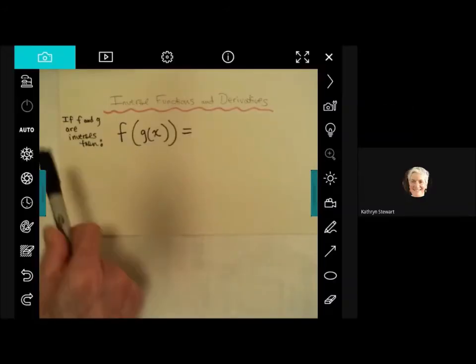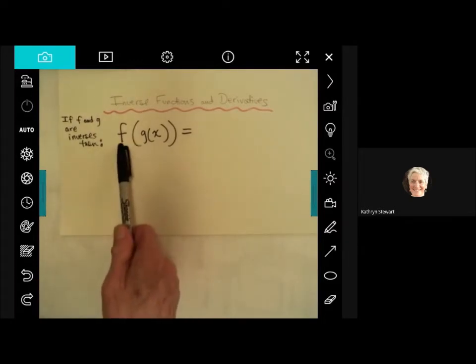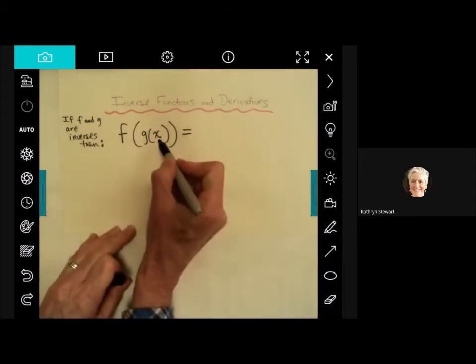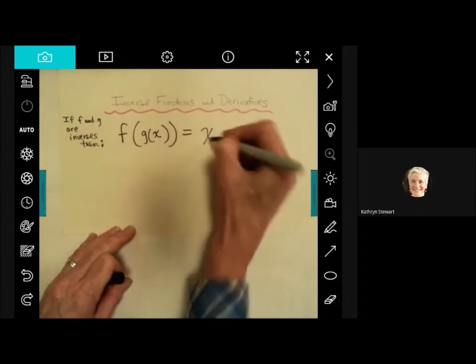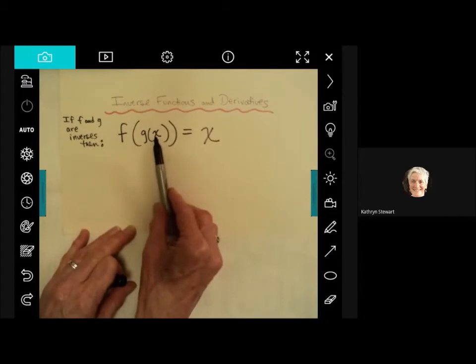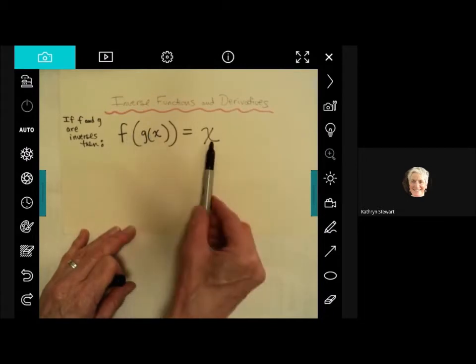So here we go. If f and g are inverses, then there's something very cool about its composition. If you take the composition of a function with its inverse, whatever you put in, you're going to get out. Think about this for a moment. If I put in an x, g will turn it into something else, and then f will undo whatever happened, and I'll end up where I began. Remember, an inverse undoes what a function does.